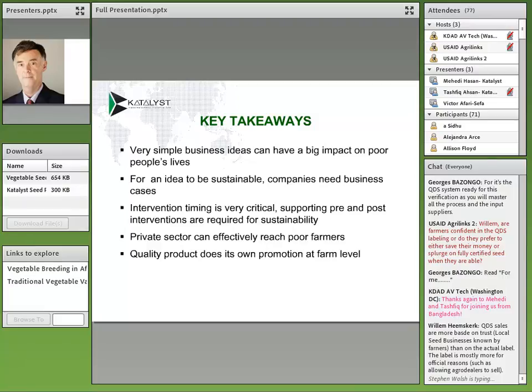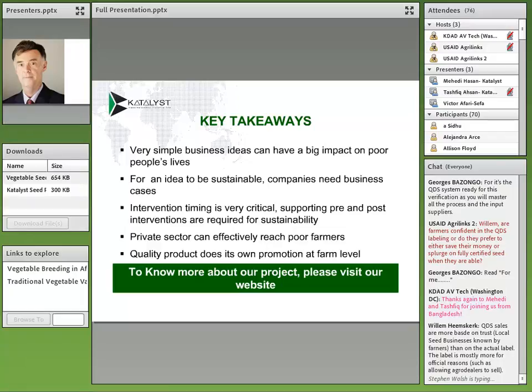Also, the timing of the intervention is very critical. Sometimes to implement an intervention, it is necessary to take pre-intervention measures. Another very important takeaway is, quality product does its own promotion, and if private sector companies have quality products, they can effectively reach poor farmers for a sustainable developed an initiative.